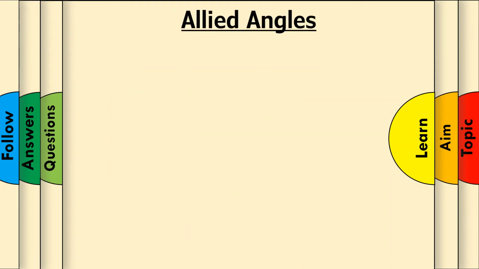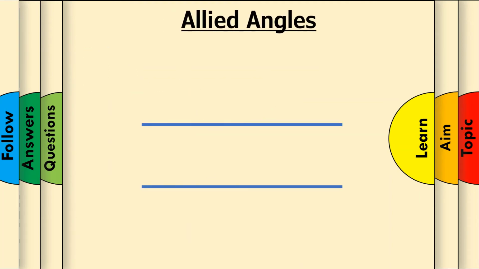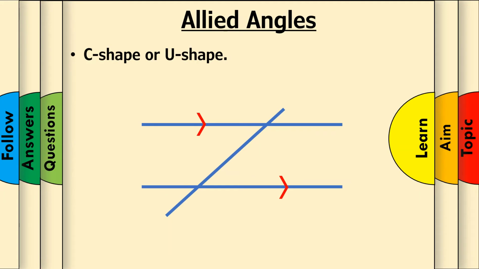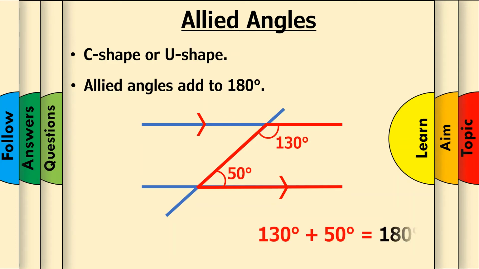Here's the usual drill, a pair of parallel lines and a line on top of them. Allied angles are found in a C shape or U shape. If you see the part we've highlighted in red just now, it looks like a C. Allied angles add up to 180 degrees. Where exactly are the allied angles, I hear you asking? They're the most obvious, the angles found inside the C, these ones here. They add together to make 180 degrees. In this case, one angle is 130 degrees and the other is 50 degrees.